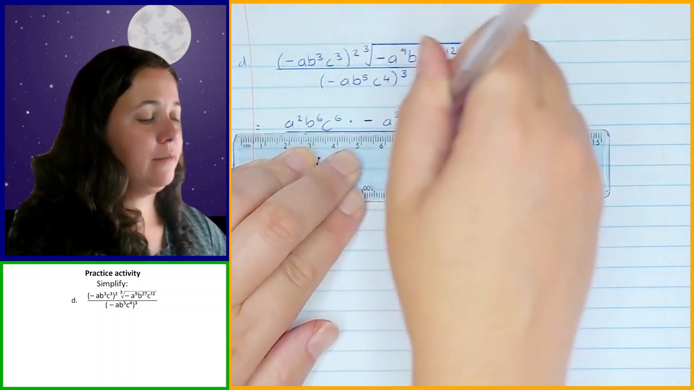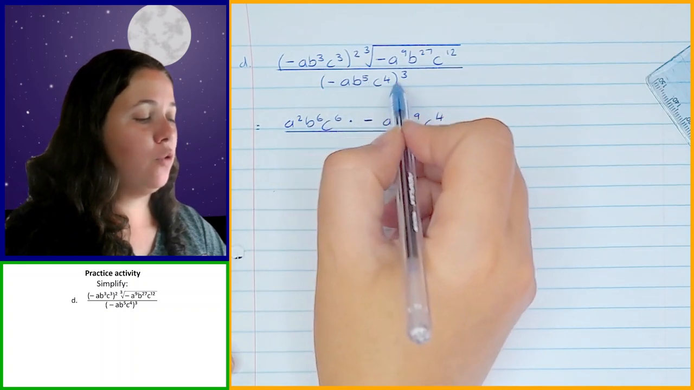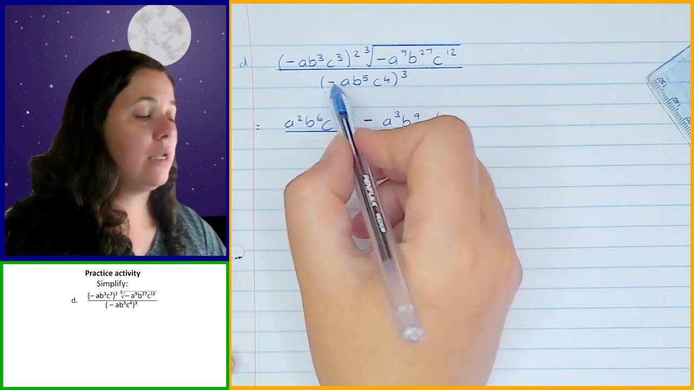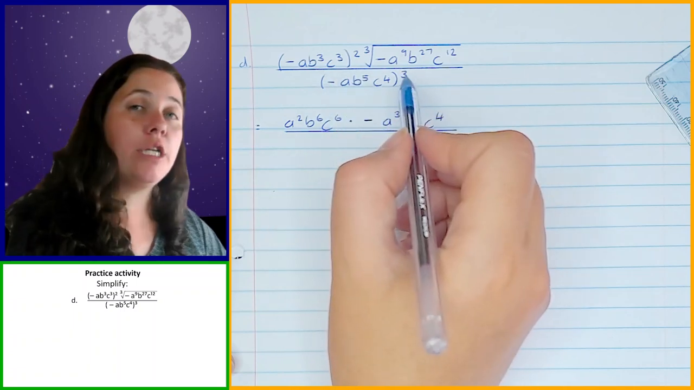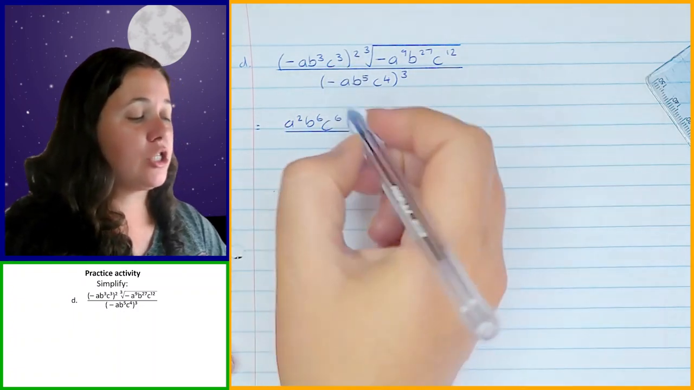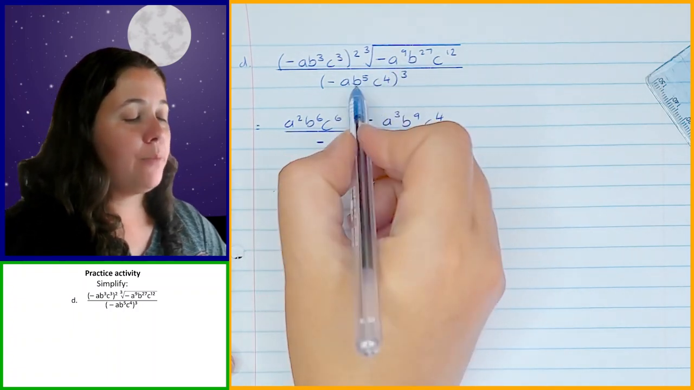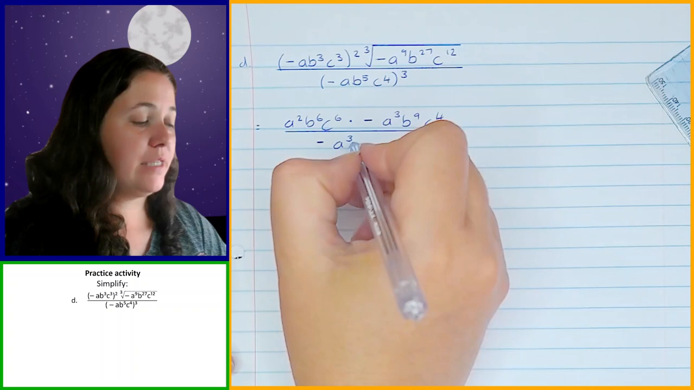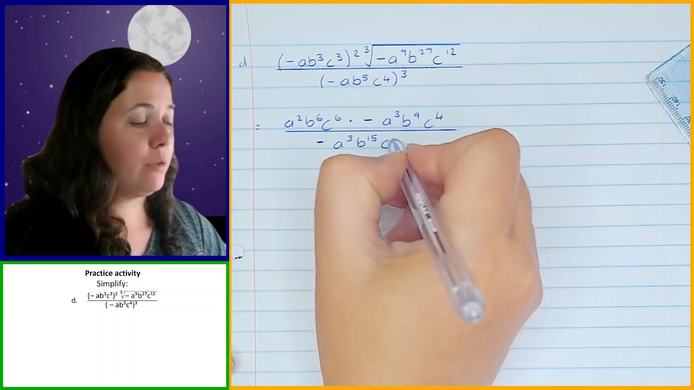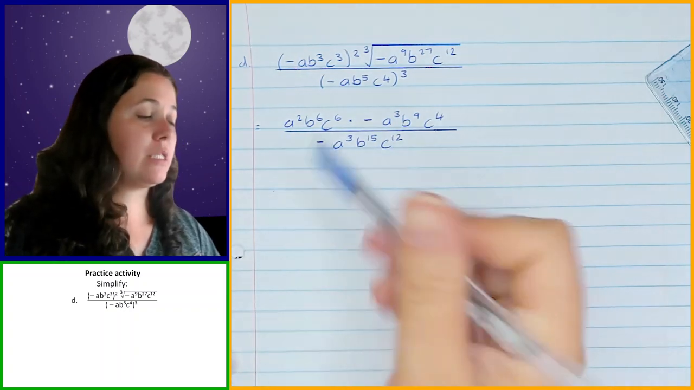Then our denominator, we've got in brackets negative a, b to the power of 5, c to the power of 4, and I'm cubing that. Now, when you cube a negative, it stays negative. Remember, if you are taking a negative and applying an odd exponent, it stays negative. If you apply an even exponent like this one, then it changes to positive. So this one is going to stay negative. Then I've got a cubed, b to the power of 5 cubed, I multiply and that gives me 15. So it's b to the power of 15. And then c to the power of 4 cubed is c to the power of 12, multiplying the 4 and the 3. Okay, so that's what you should get after you have done your exponents with your roots.